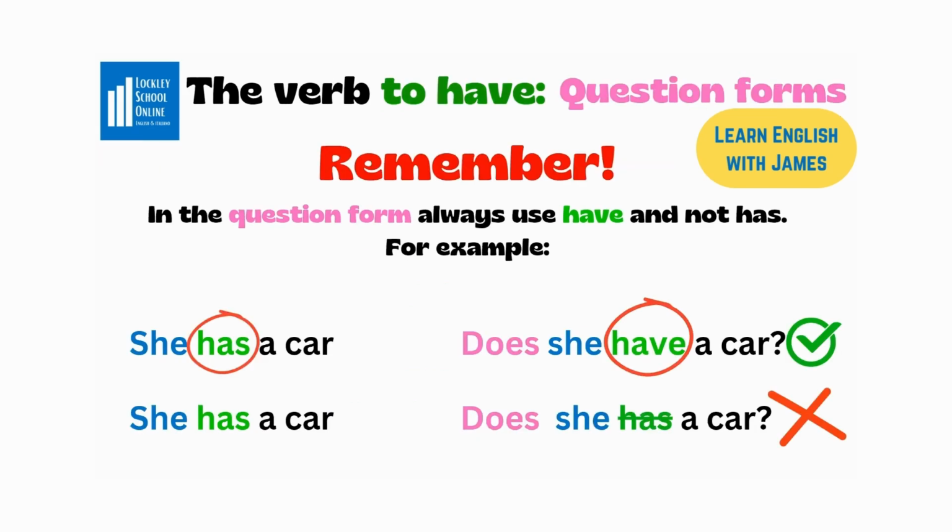Remember, in the question form, the same as in the negative, we use have and not has. So, for example, she has a car becomes does she have a car? Not does she has. So remember, we're always using the verb have in that form in questions. Does she have? Does it have? Etc.